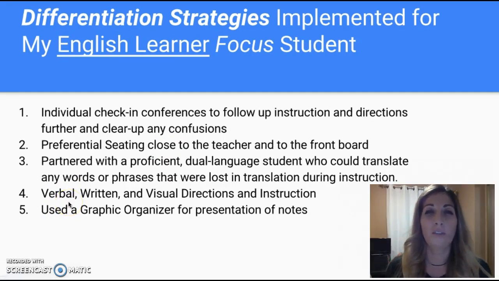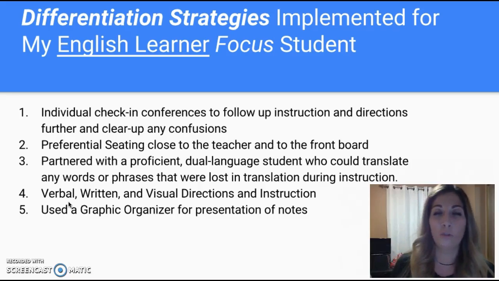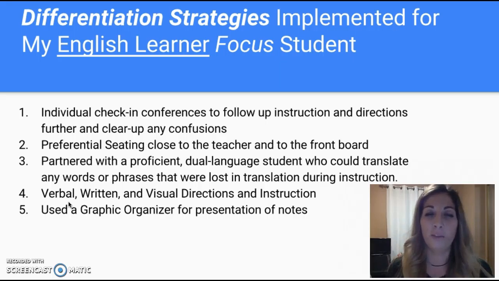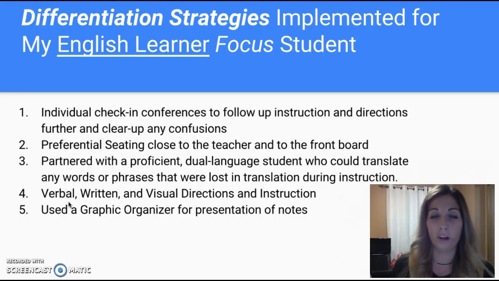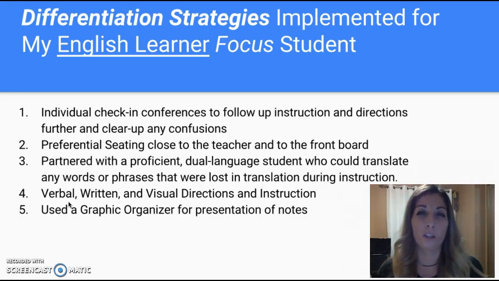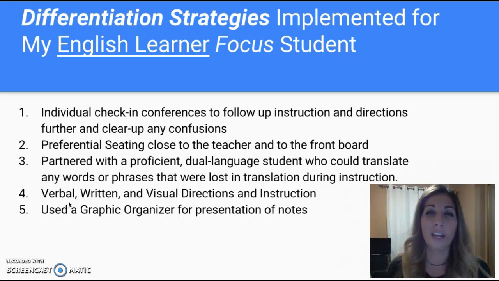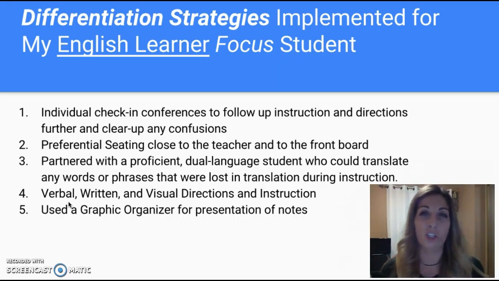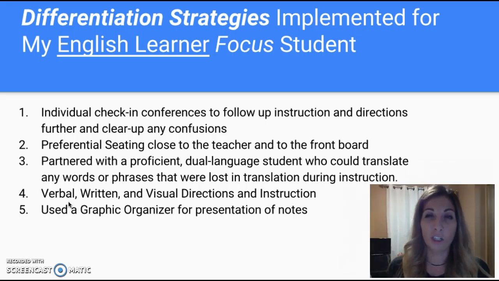As for the differentiation strategies I used for the English learner, they were along the same lines as I used for the previous student: individual check-in conferences, preferential seating close to the teacher in the front of the classroom. I also made sure to partner the student with a proficient dual language student who could translate anything that may have been lost in translation during teacher instruction. Verbal, written, and visual directions were also used, as well as a graphic organizer for notes so that the student could understand the information in small chunks.